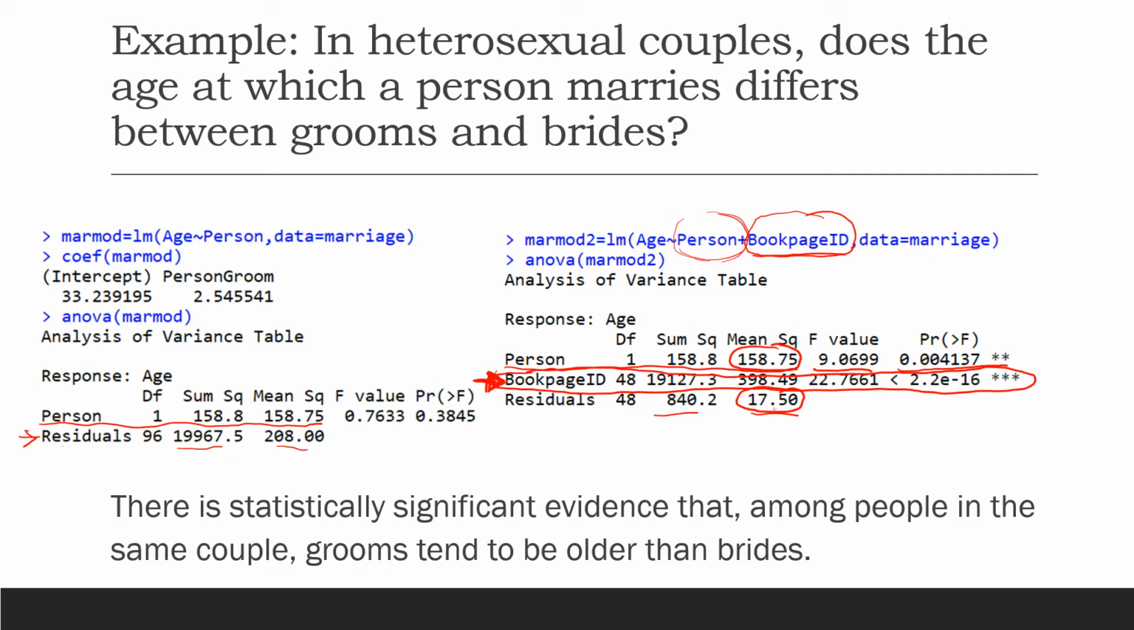So we can say that there's statistically significant evidence that among people in the same couple, because we're controlling for which couple they're in, grooms tend to be older than brides.